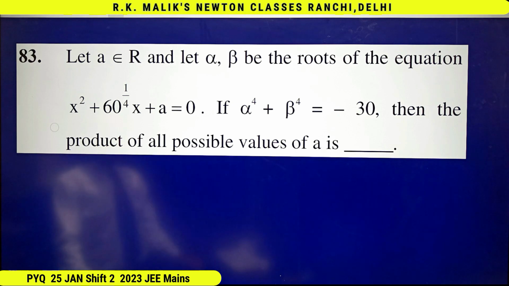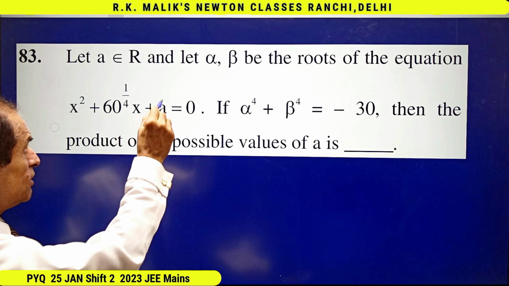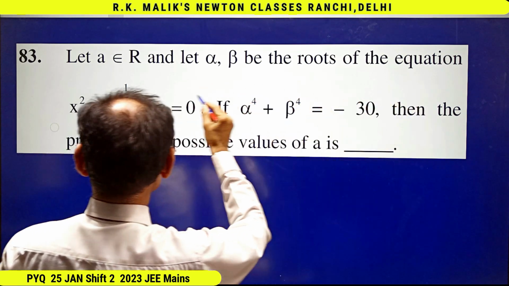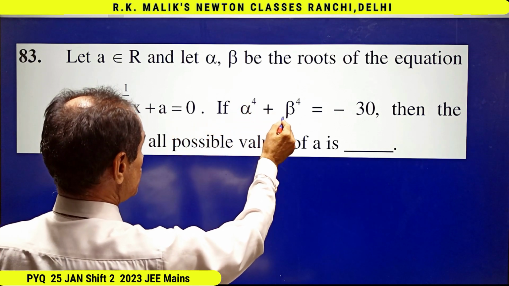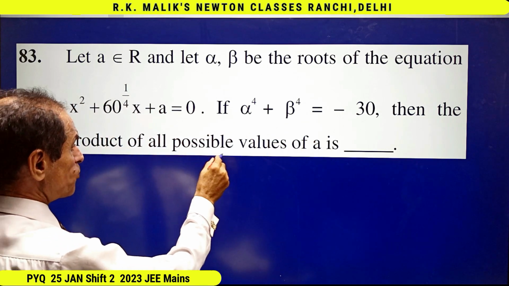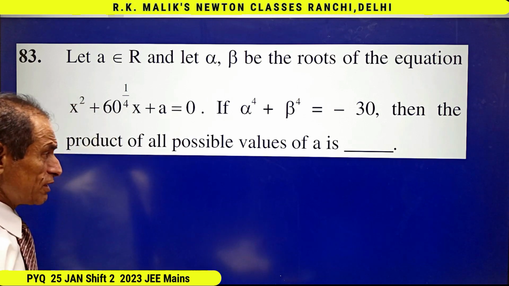In this question, it is given that let A belongs to R and let alpha and beta be the roots of the equation given. If alpha to the power 4 plus beta to the power 4 is minus 30, then the product of all possible values of A is dash. You have to fill in the blank.